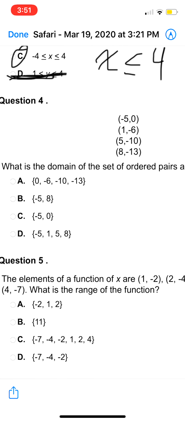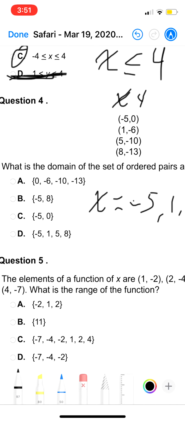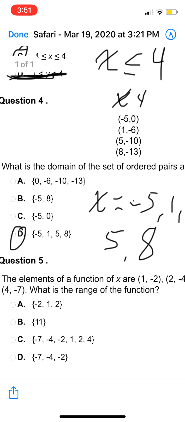Question 4, kind of similar question to number 1. It's asking what the domain is. So again, your domain are your x values, range are your y values. So your x values are as follows. In the first ordered pair, it's -5. Second ordered pair, it's 1. Third is +5. And fourth, it's 8. And A doesn't match that. B doesn't, C doesn't, but D does. All right, and that's that.